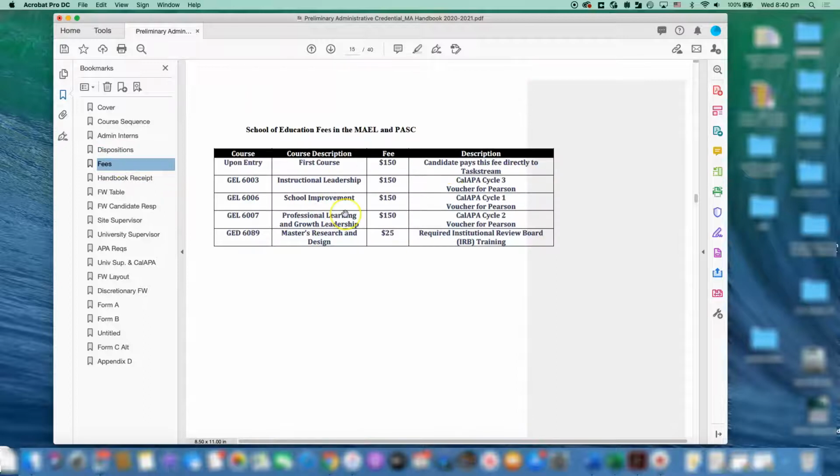Fees. These are the fees for the APA. It's $150, and you have an initial first course $150 fee. And then once you get your master's research design, you start going through the thesis course, you'll have a $25 fee for IRB training, which is, if you do action research, you have to submit to the IRB a request to do your research with human beings and telling them that you plan to not harm anyone and how you will do so.